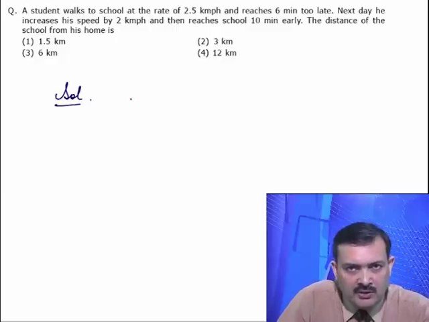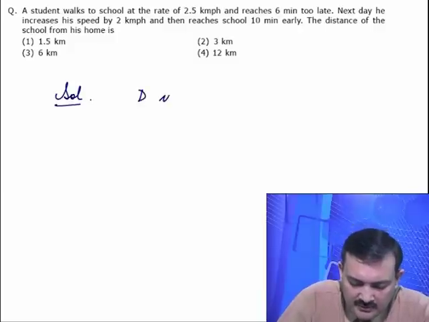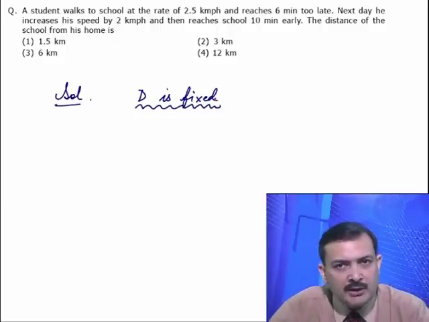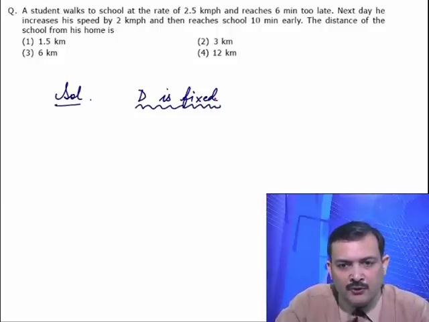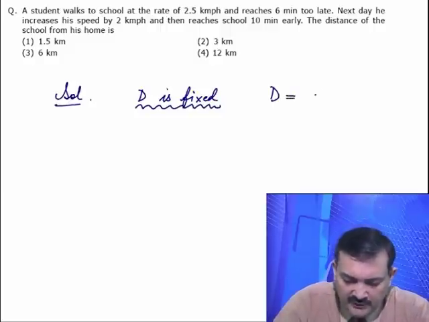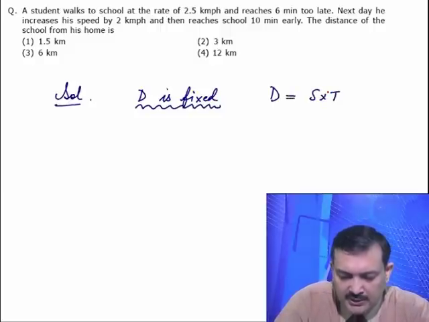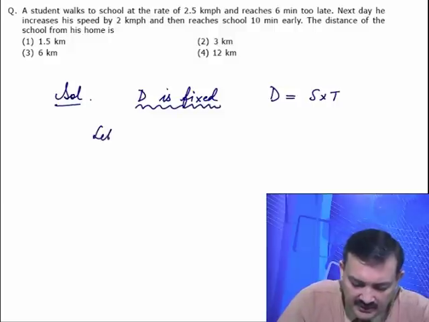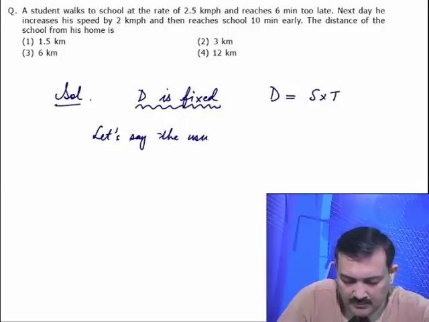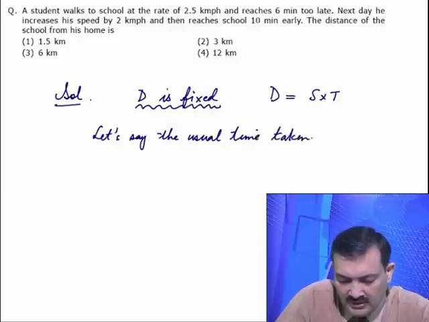To solve this question, it is important to understand that the distance is fixed. I hope this is very clear to you. The distance from his home to school is fixed. And we know very well that distance is speed into time. Let us say the usual time that the student takes to reach the school is t.